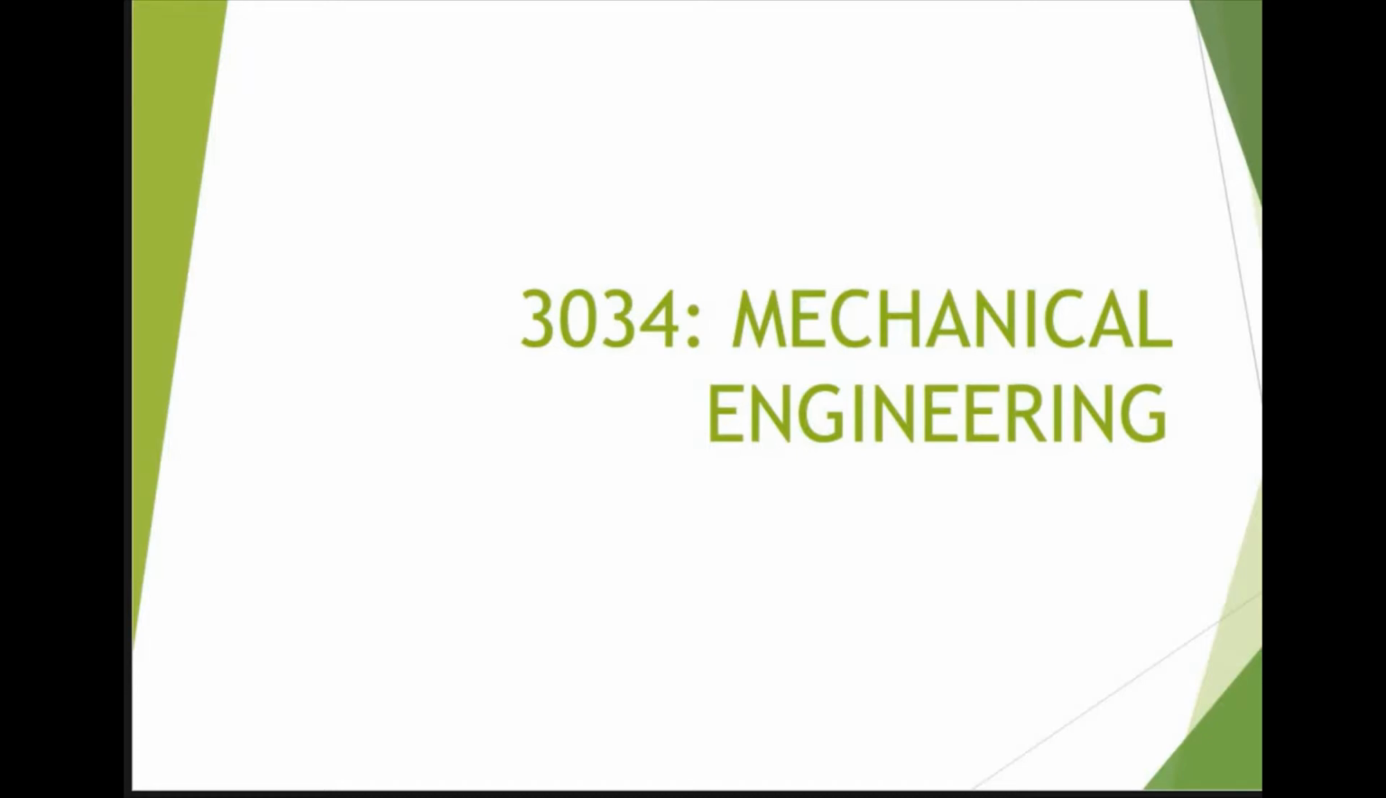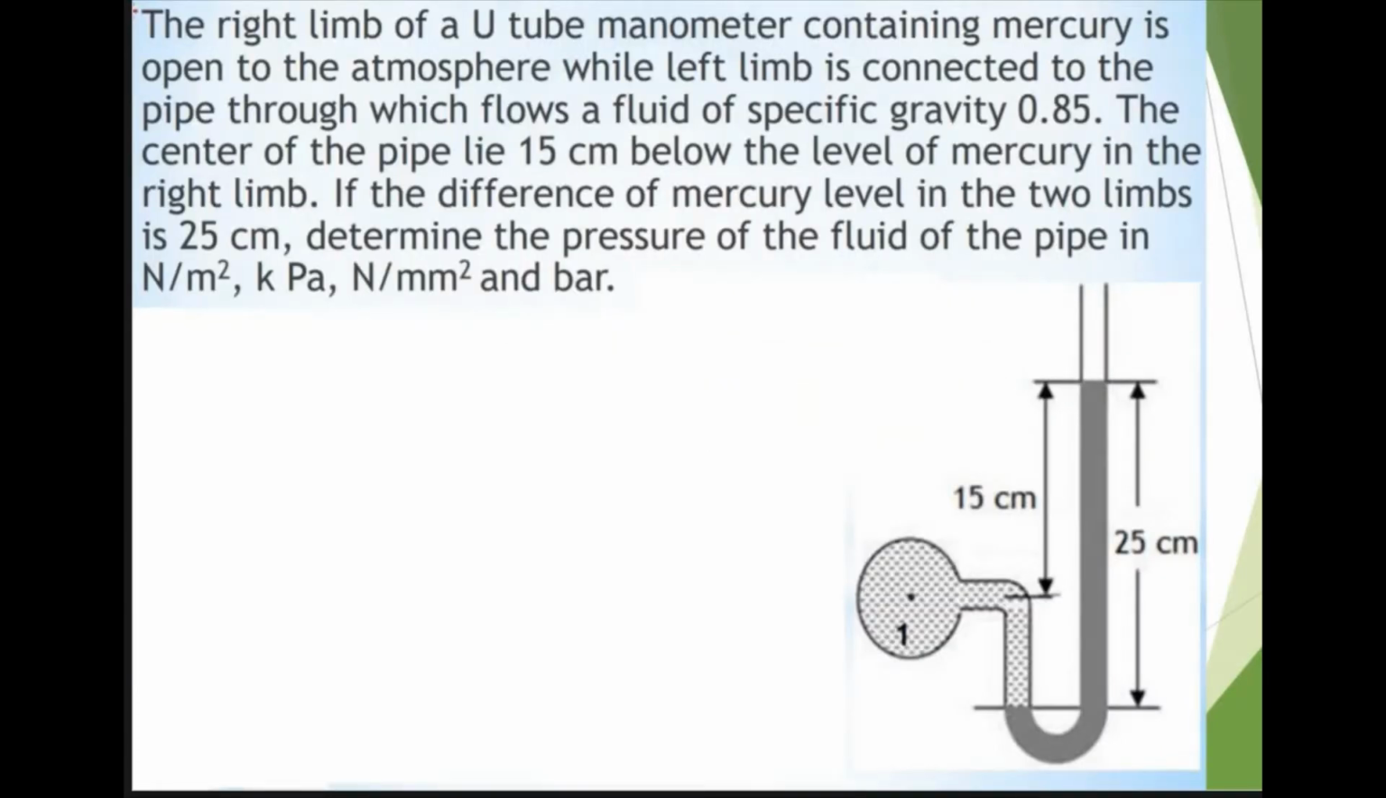In this lecture, we will be discussing two problems related to U-tube manometer. The first problem: the right limb of a U-tube manometer containing mercury is open to the atmosphere while the left limb is connected to the pipe through which flows a fluid of specific gravity 0.85. The center of the pipe lies 15 cm below the level of mercury in the right limb. If the difference of mercury level in the two limbs is 25 cm, determine the pressure of the fluid in the pipe in Newton per meter square, kilopascal, Newton per mm square and bar.